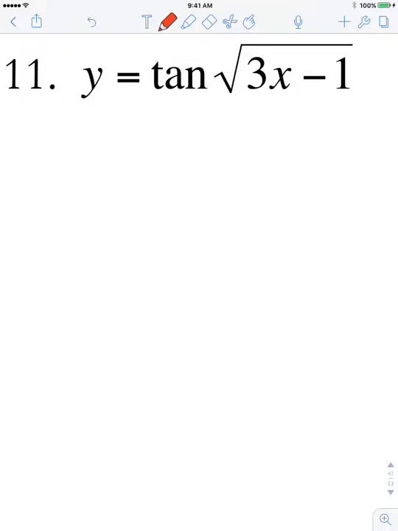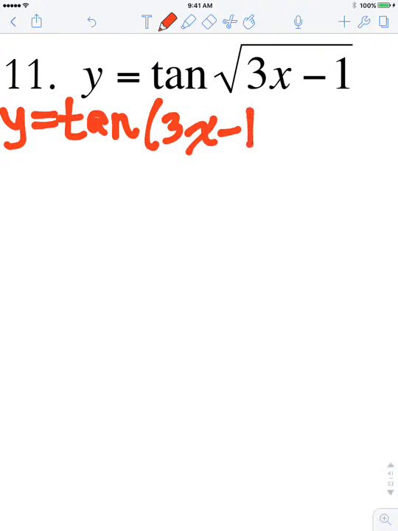So here's number 11. All right, number 11, I'm going to rewrite this as y equals, oops, not y prime, y. I'm not finding the derivative. I just don't want the square root right now because I can't work with that. y equals the tangent of 3x minus 1 to the 1/2 power.